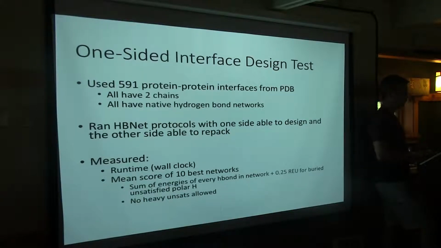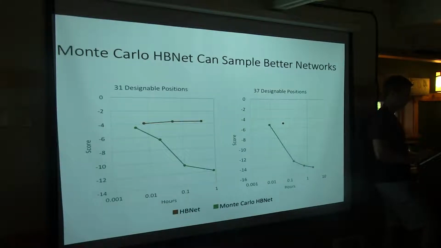Now, I did this on 599 interfaces, but we're not going to go through all of them. I picked a few at random. But I looked at more to make sure that they're representative. So we got this one, 31 designable positions, 37. So that's the size of just one side of the interface. So it's roughly double that if you include both sides. We have runtime in log scale on the x-axis, score on the y, negatives better. And we have a few different points for each protocol. They correspond to different amounts of extra chi sampling.